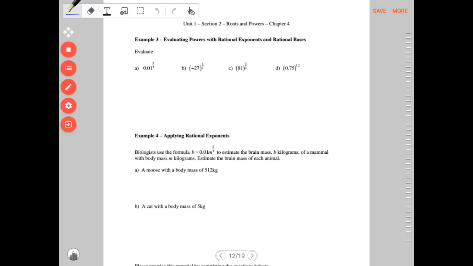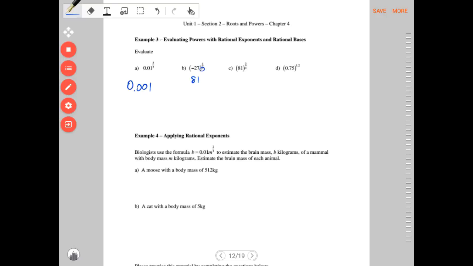Okay, next page, example 3. Evaluating powers with rational exponents and rational bases. So 0.01 to the 3 halves. If you just type that into your calculator, you get 0.001. That's it. Done. The 4/3, negative 27 to the 4/3. Again, you can just type this into your calculator, you get 81. But let me show you how you can do this in your head.